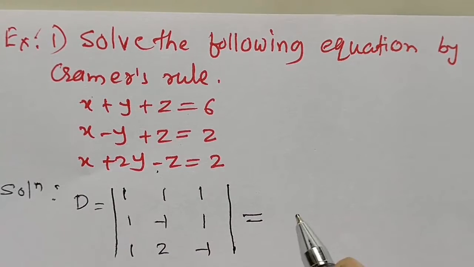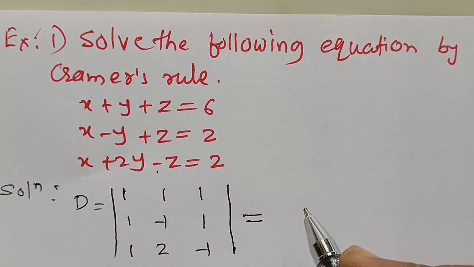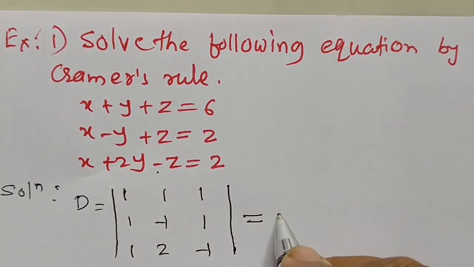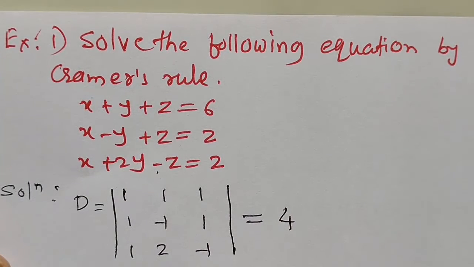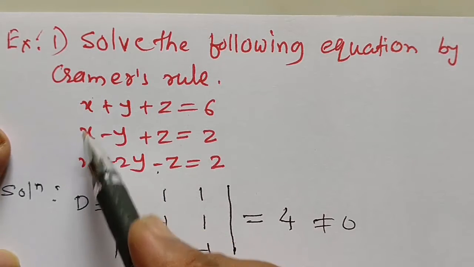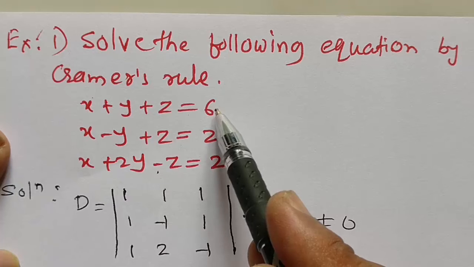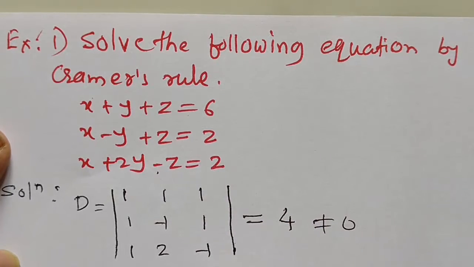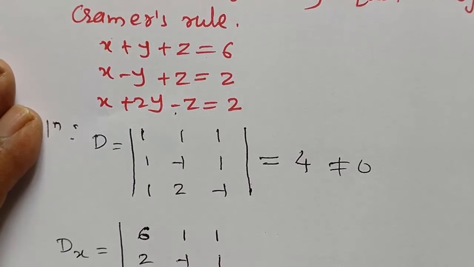Now we know how to evaluate this. In order to save my time and your time, I write only answer. So solving this we get the value 4. So this is the D which is not equal to 0. Now we obtain Dx. How to obtain Dx? It is obtained from the determinant D by replacing the coefficient of x, that is 1, 1, 1 with the constant 6, 2, 2, 2, 6, 2, 2, 1 minus 1, 2, 1, 1 minus 1.